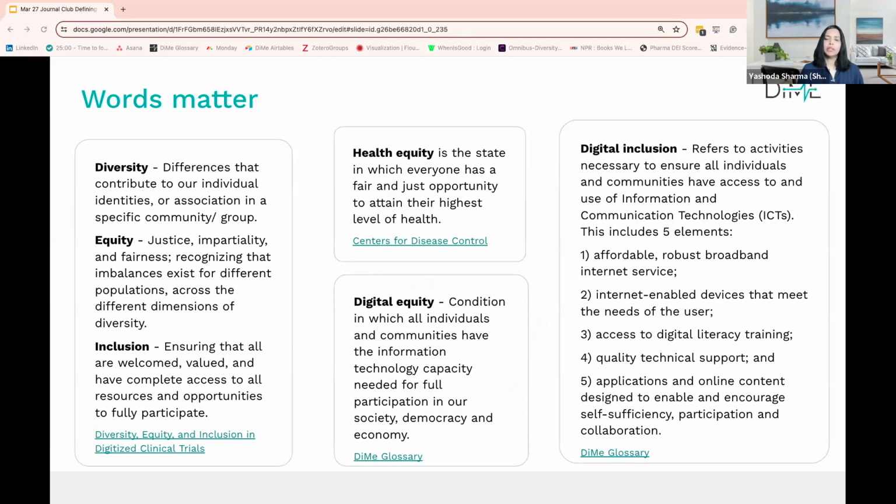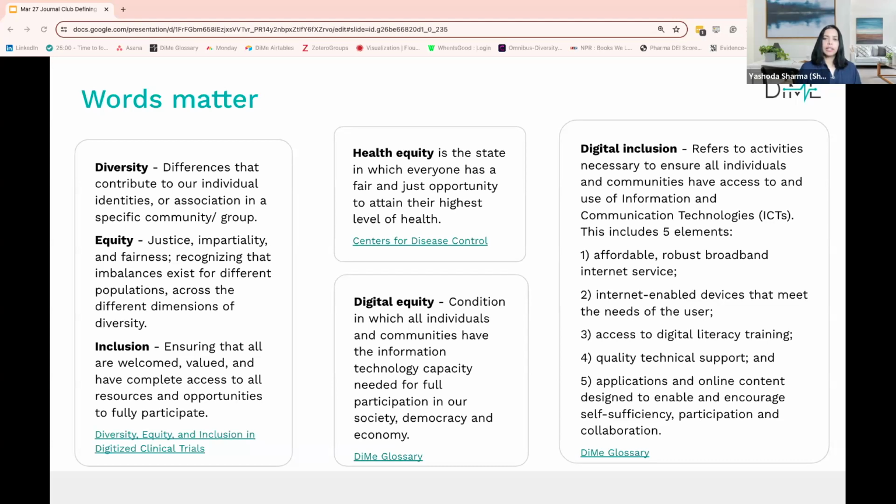How and what we talk about is also very important for promoting inclusion and achieving health equity. For today's discussion, these are some of the definitions we will be using. Diversity, equity, and inclusion are often stated as DE&I, as if they're one thing. They are three different elements that each need careful consideration. So diversity is the differences that contribute to our individual identities. Equity refers to justice and fairness that should transcend diversity. Inclusion is ensuring that all are welcomed and can fully participate.